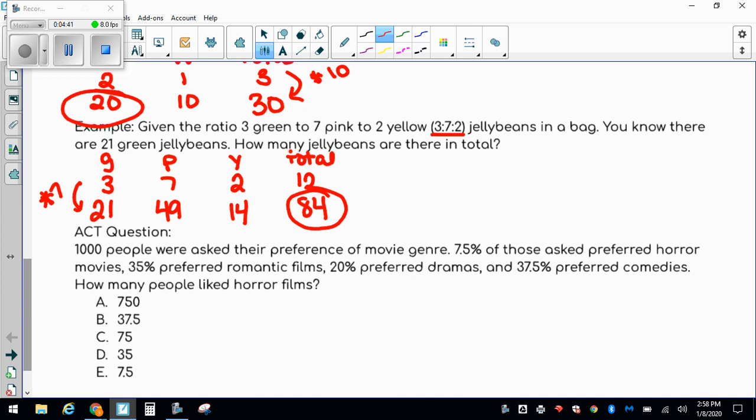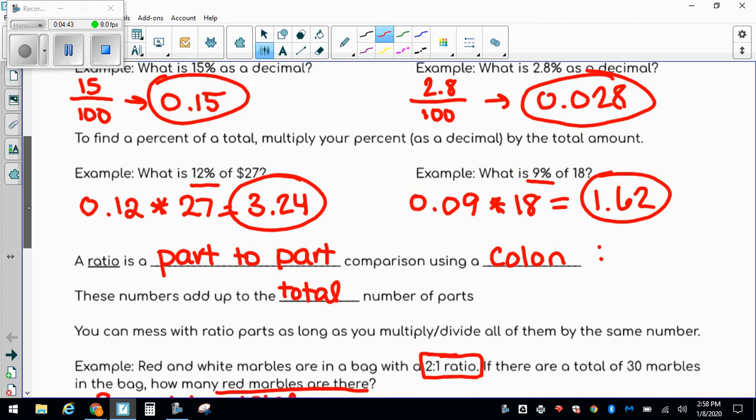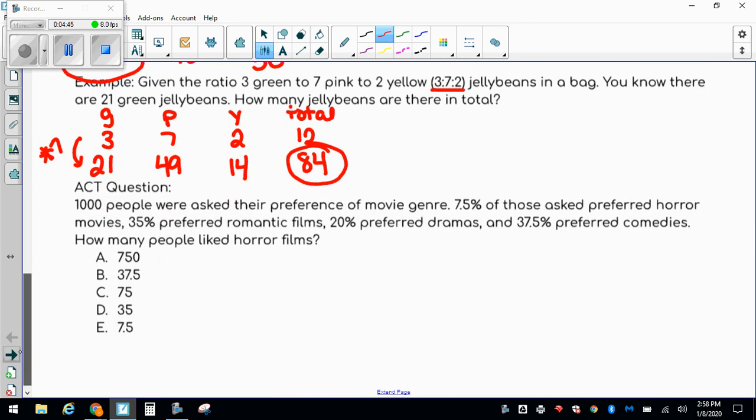Well, notice this one is a percent question from way up here. So I'm going to underline some things. 1,000 people, that's my total. And it asks specifically about horror films. So most of this question is complete garbage. I don't care about the romantic films. I don't care about the dramas. I don't care about the comedies, anything like that.